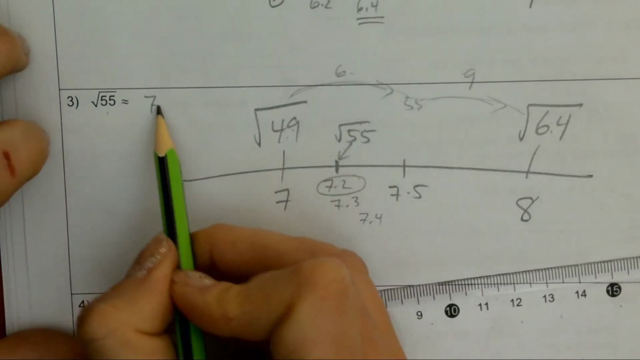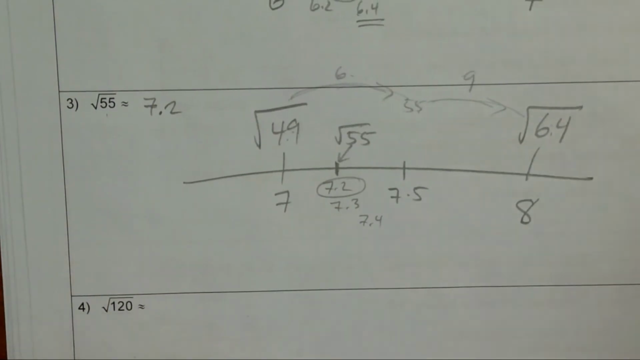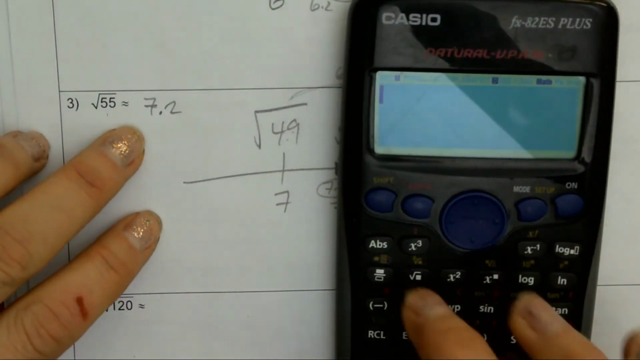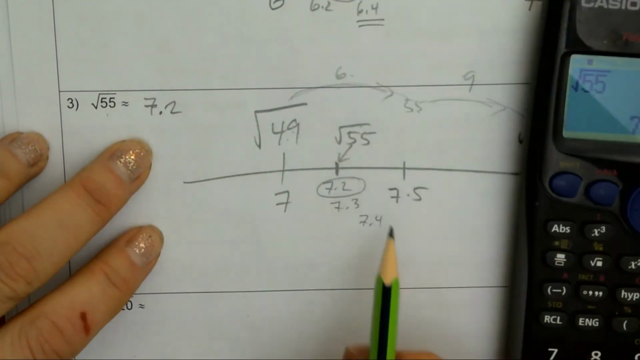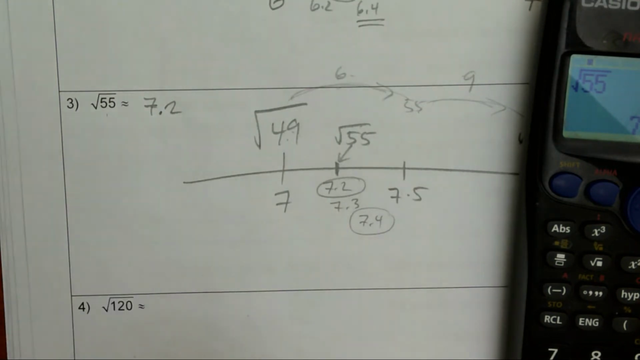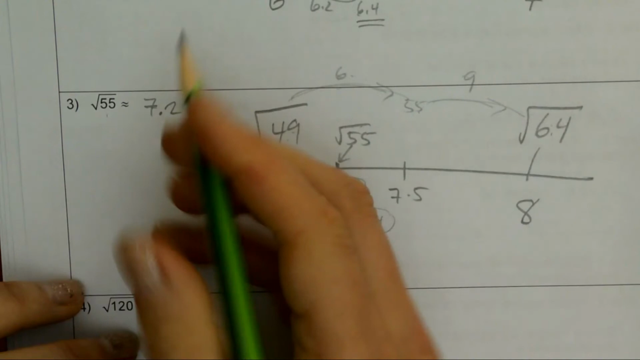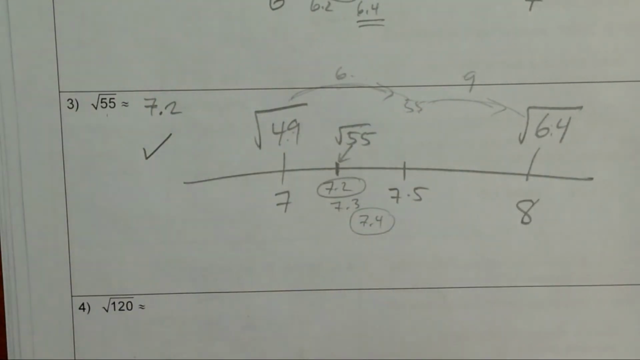Is it perfect? No, but that's okay. So let's check. Square root of 55 is 7.4. This was better. Do I care? No, I'm close. 7.2 is very close to 7.4. It's okay. So am I correct? Yes, because I'm close, because it's approximate.